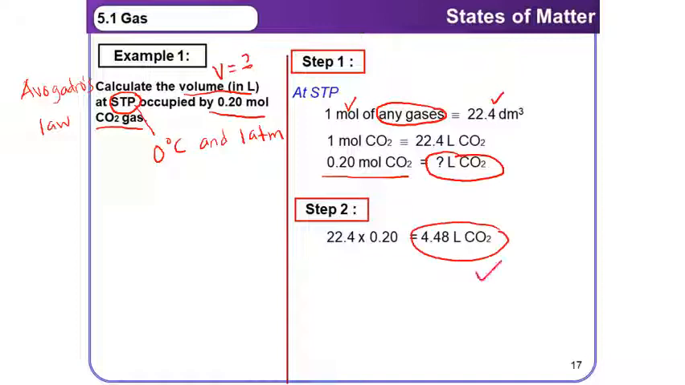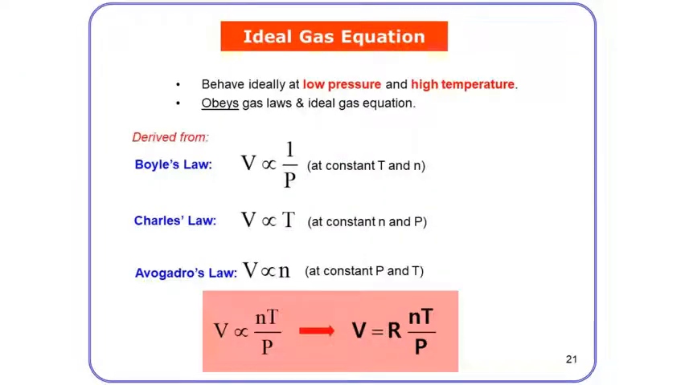of carbon dioxide. Okay, in this slide, we are going to learn about the ideal gas equation. What kind of gas do we consider as an ideal gas? Generally, we say if the gas obeys all the gas laws that we discussed before, for example Avogadro's law, Boyle's law, Charles' law, and also the combined gas law, and if the gas also obeys the ideal gas equation, we will say that the gas is an ideal gas. An ideal gas always behaves ideally at low pressure and high temperature.